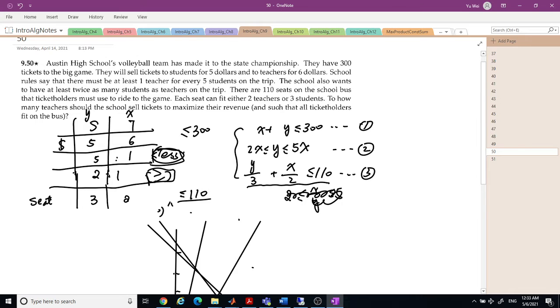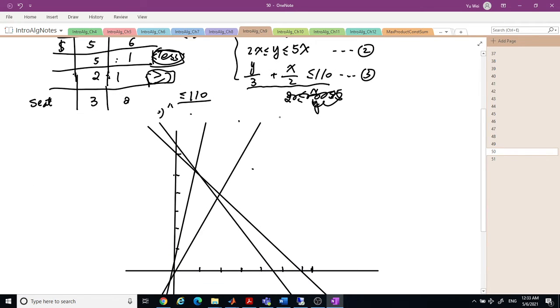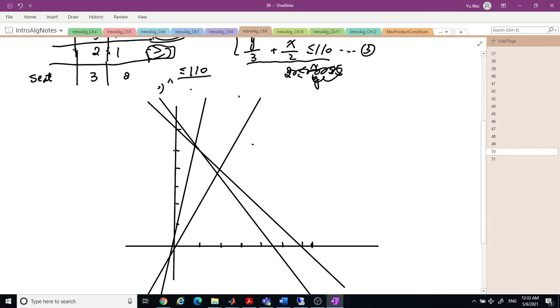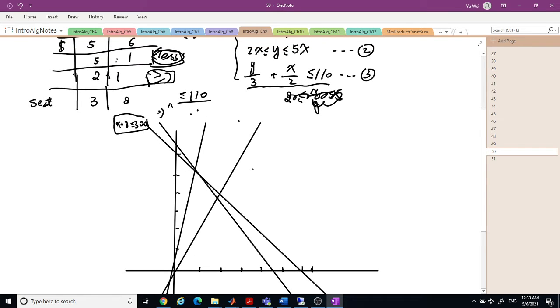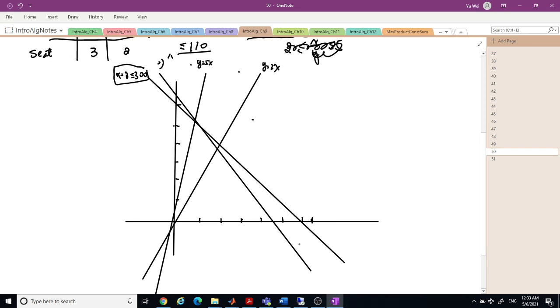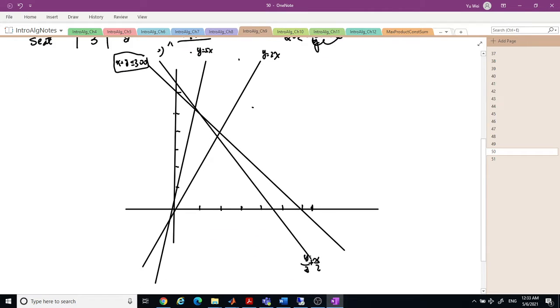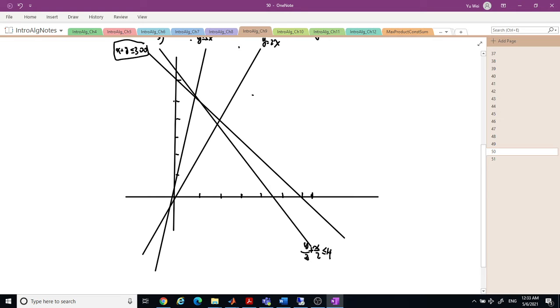So now let's graph constraints 1, 2, 3. First, this line is x plus y is less than or equal to 300. And this line is y equals 5x. This line is y equals 2x. And this line is y over 3 plus x over 2 is less than or equal to 110.